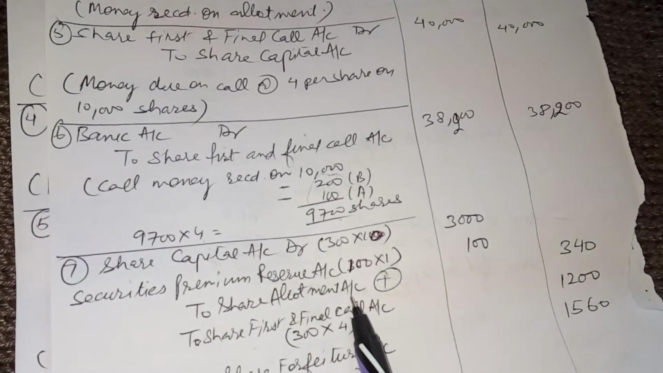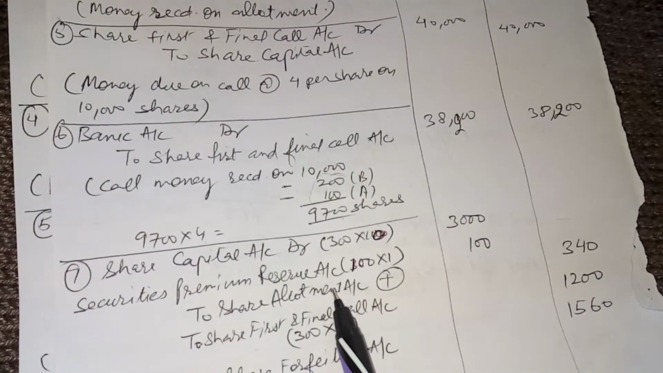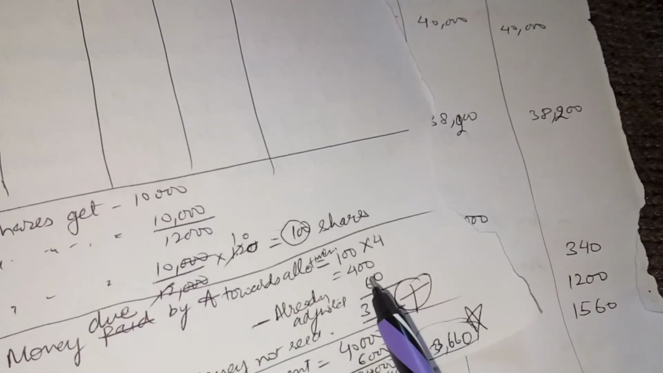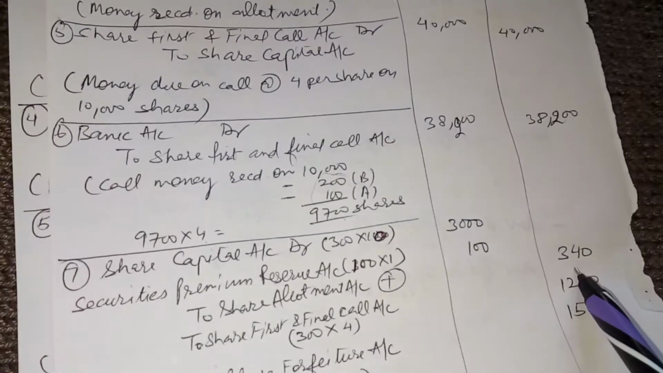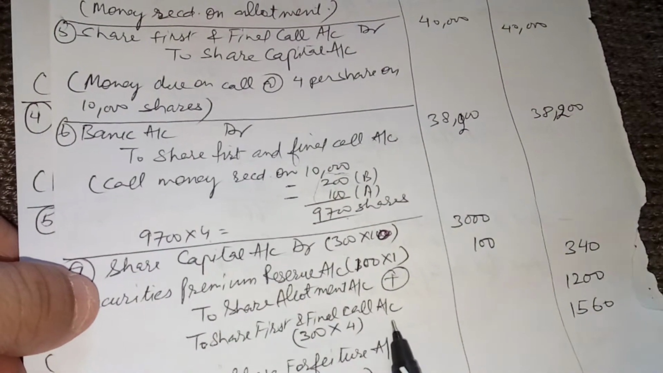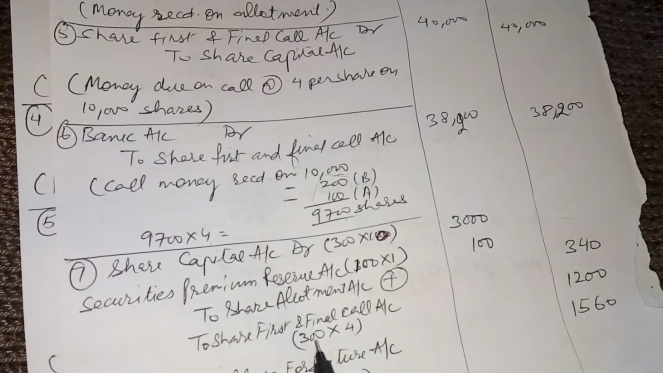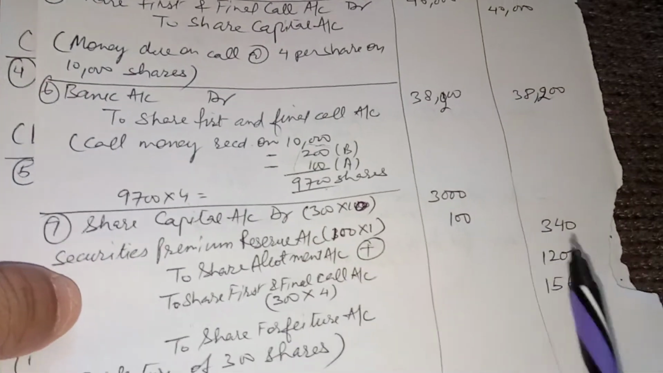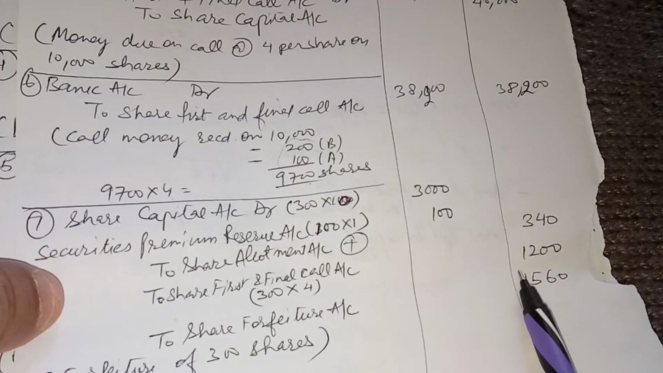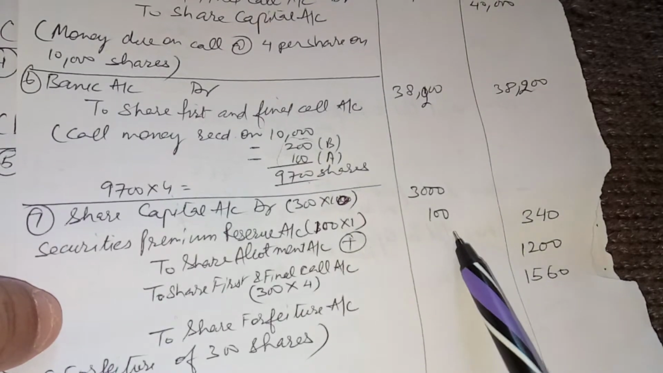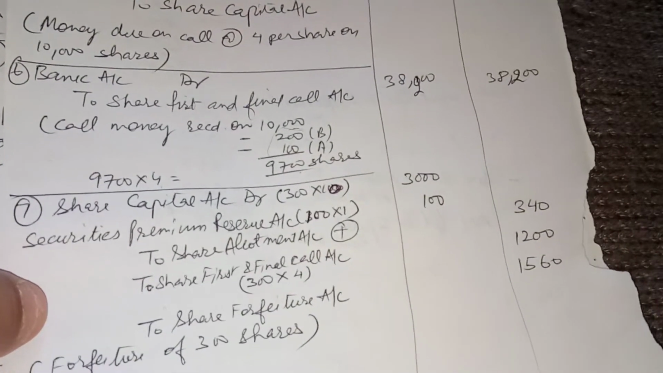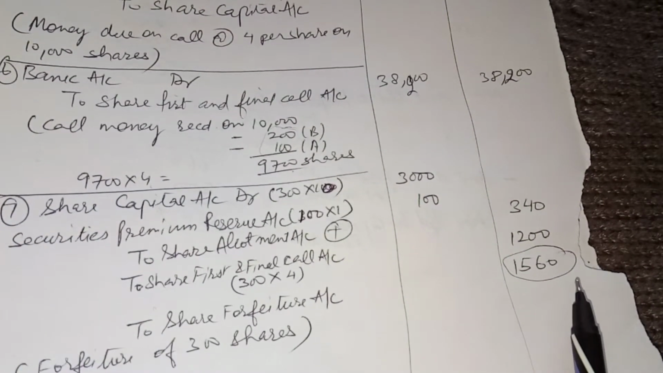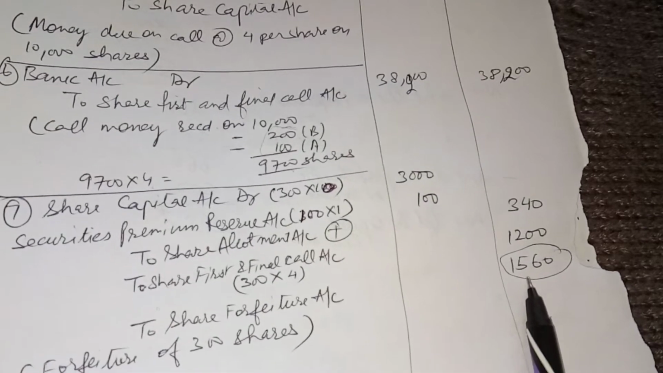To share allotment, we calculated that he did not pay the money, rupees 340 were not paid by A, we calculated earlier. To share first and final call for 300 shares, we did not receive the first and final call, so 300 into 4, that is 1200. And now the balancing figure will be transferred to share forfeiture account: 3100 minus 340 minus 1200, the balancing figure 1560 is transferred to forfeiture account, or we can say the amount which we have already paid on the forfeited shares.